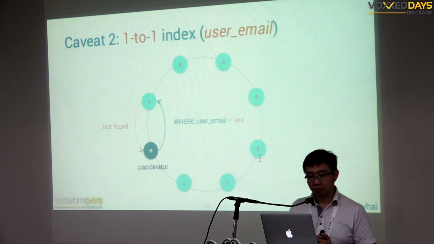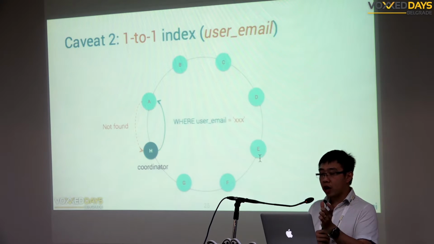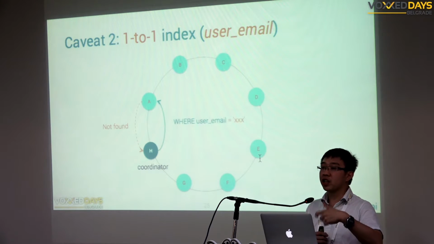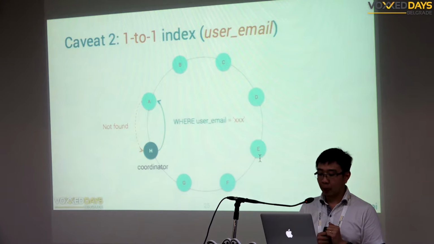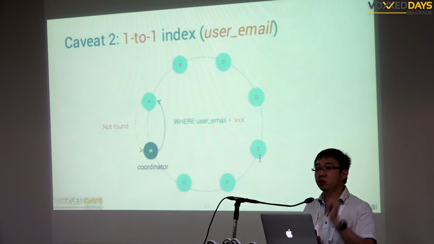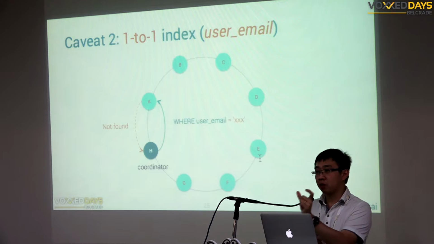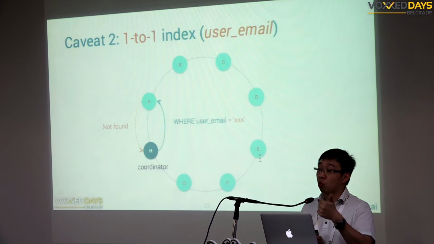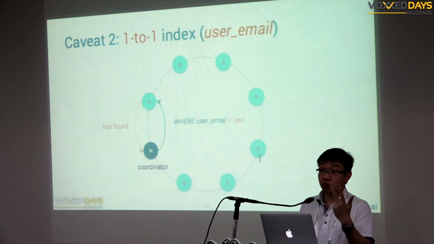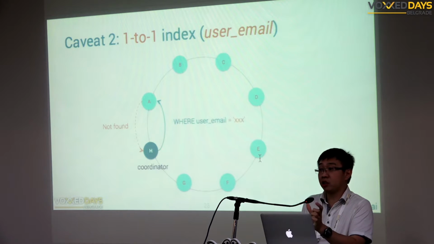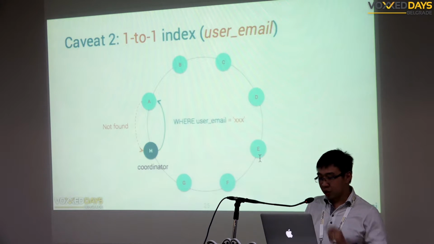Second caveat. Imagine you have a one-to-one index. For example, you create an index on user email. Let me ask you, how many users do you have per email address? 1 or 0? Not 2, not 3, right? Because the email address is unique for each user.